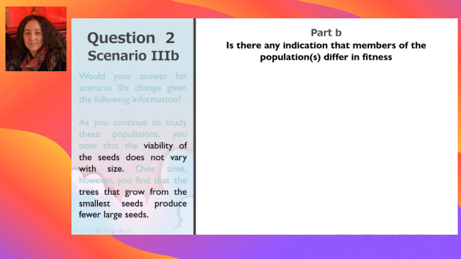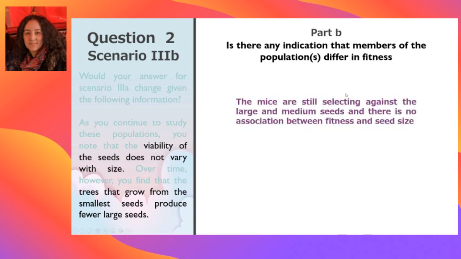So B, is there indication that members of the population differ in fitness? Before, we have the word viability did differ. Here we have the viability of the seed does not vary with size. So the mice are still selecting against the large and medium seeds. There is no association between fitness and seed size.